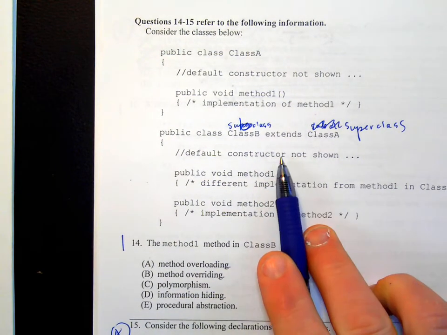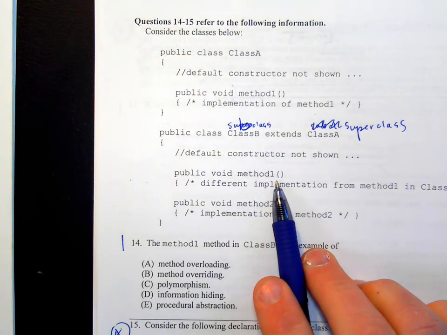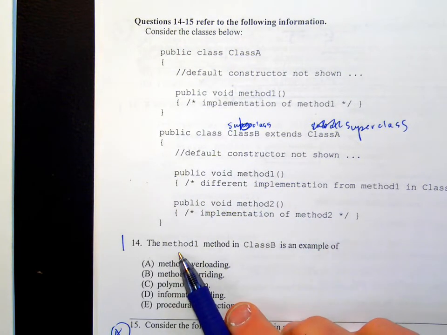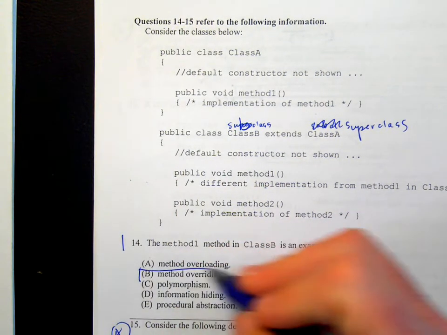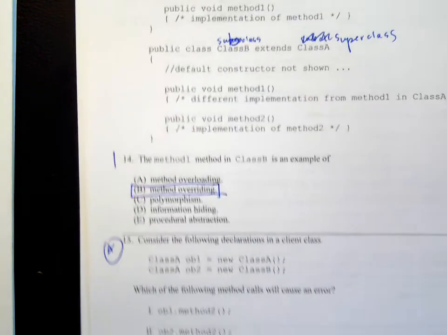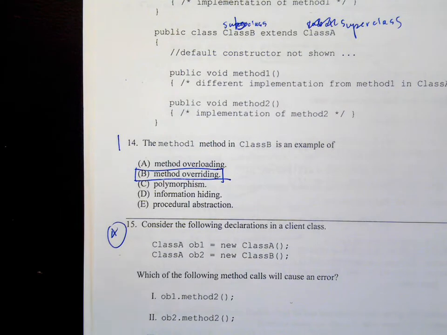Default constructor not shown. It has a public void method 1 that's different, so it's going to override that, and then it has another method 2. The method 1 method in class B is an example of method overriding. Okay. 15. Consider the following class declarations in a client class. So that's another class that has these objects in it. And it says, which of the following method calls will cause an error?